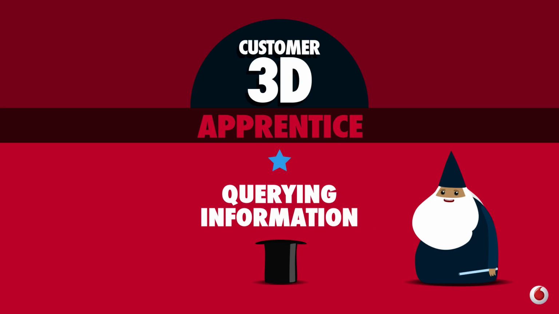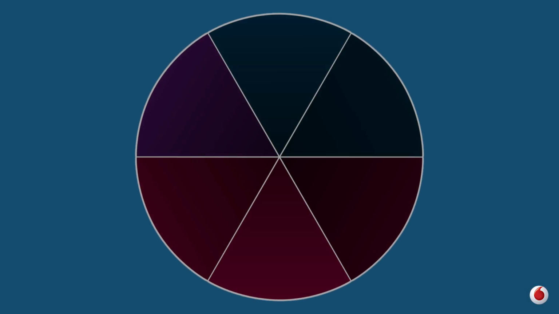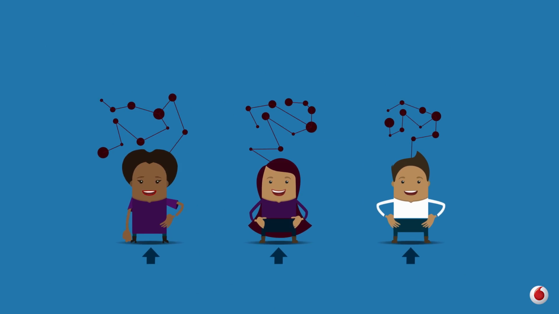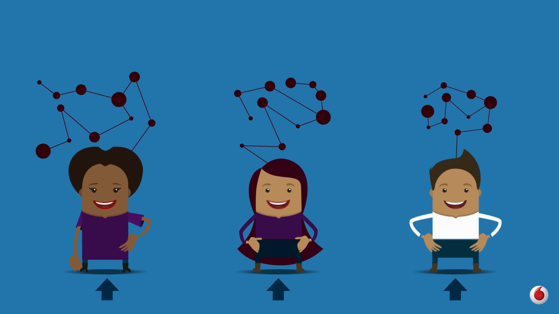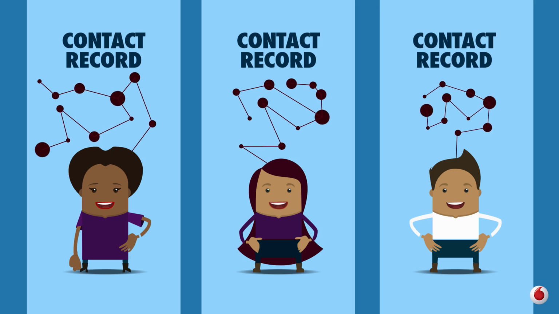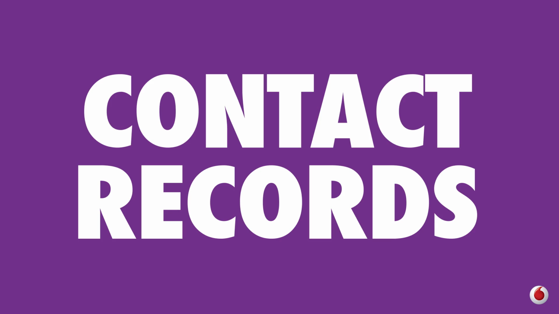Querying information. When certain information is linked to individuals within the Customer 3D system, it is called a Customer 3D contact record. Contact records can be categorized in the following way.